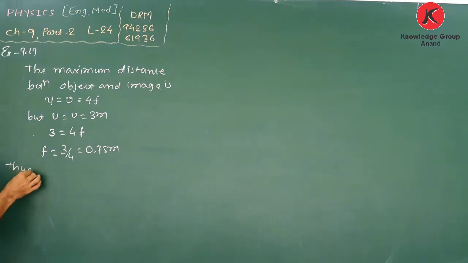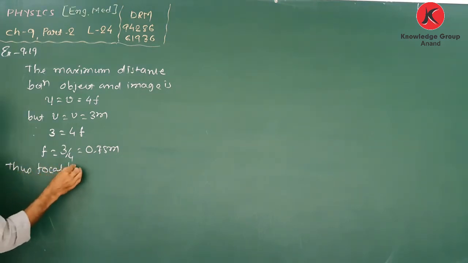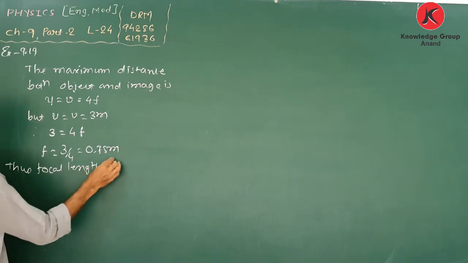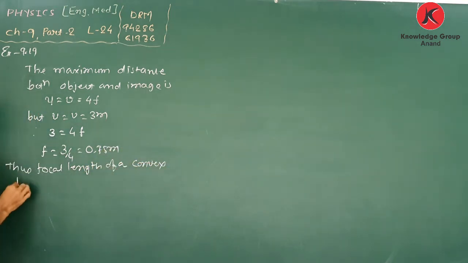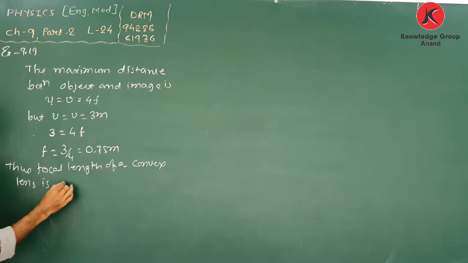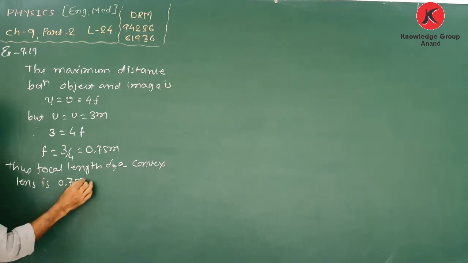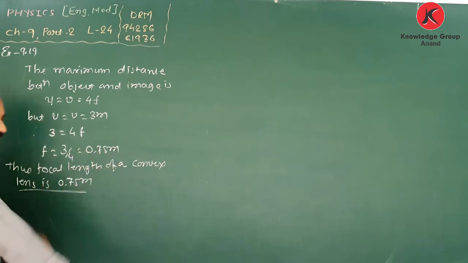Thus, the focal length of a convex lens is 0.75 meter. So there is the answer.